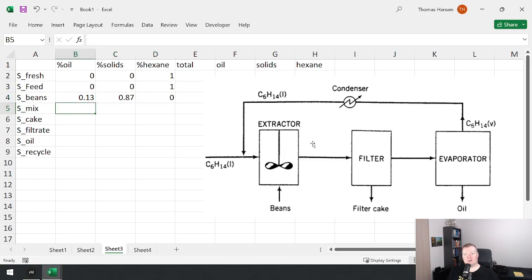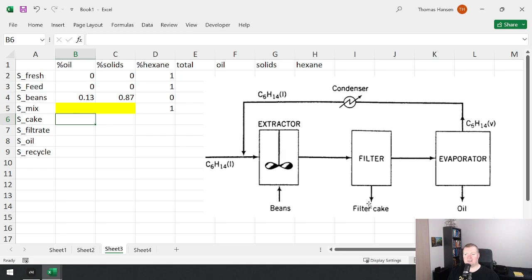Then I mix it all together. At that point, I don't know what the compositions are, so I'm going to say no idea for those two. The final one is 1 minus the sum of the others, like we normally do.